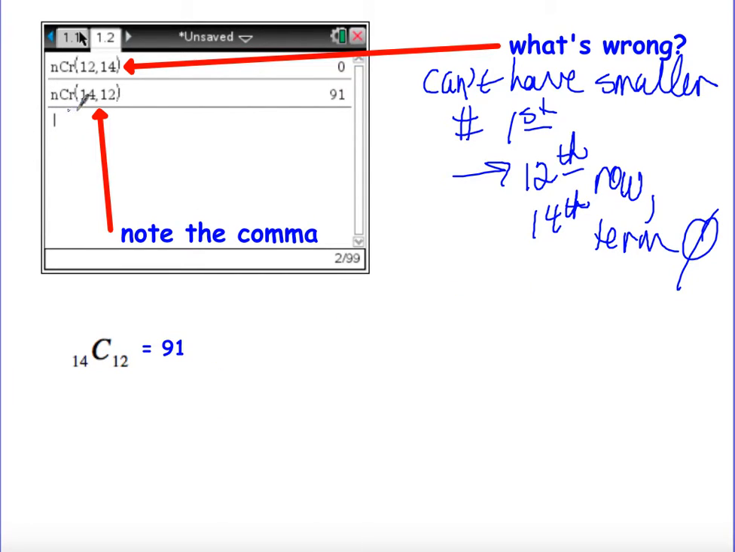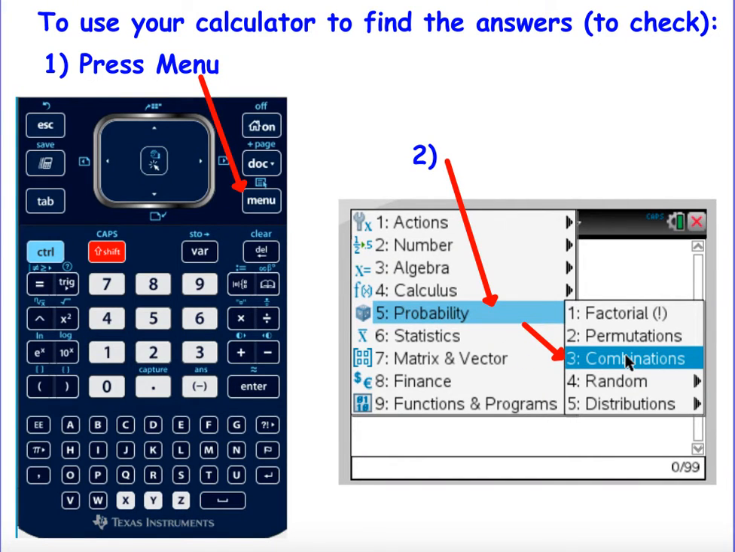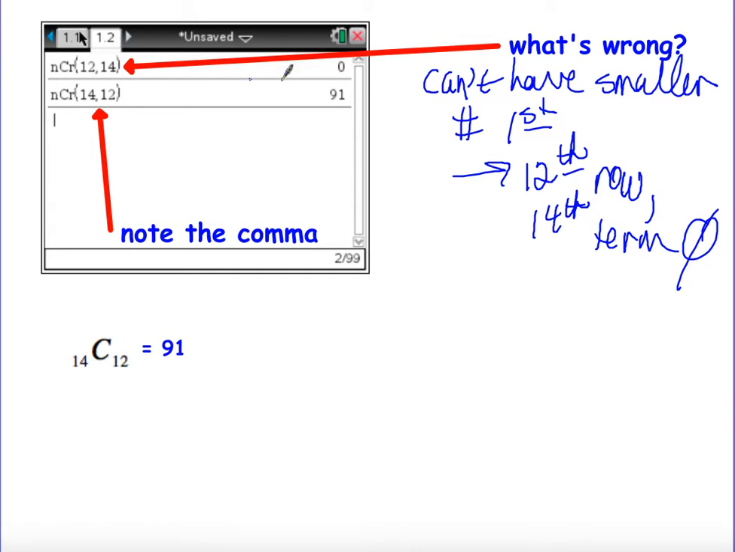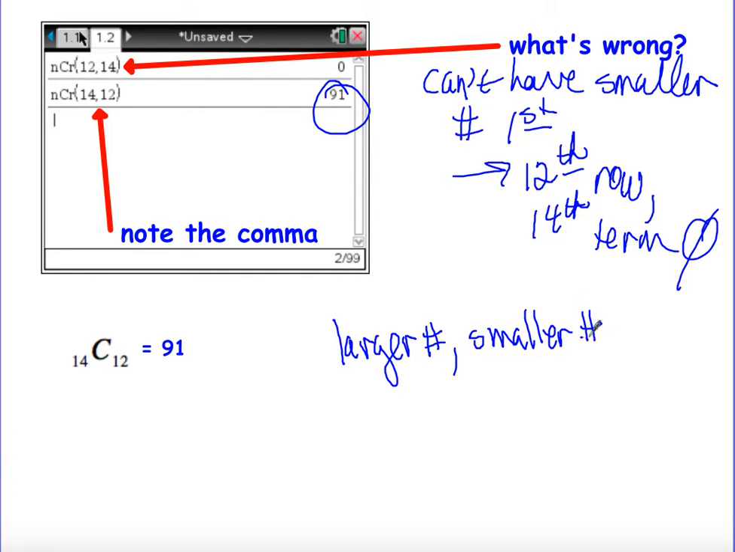And so what you need to do is you go 14, 12. Remember back here, when I did it, let me go back another page, I got 91. There it is. And when I checked it on the calculator, I got the same thing. I got 91. Just notice you do the larger number, comma, smaller number. Okay, so it's NCR. And I'm sorry, there's no equals, it's just a parentheses. And that's how you enter it.